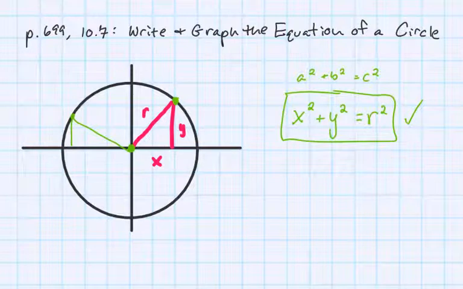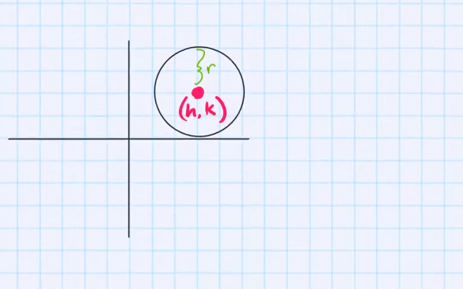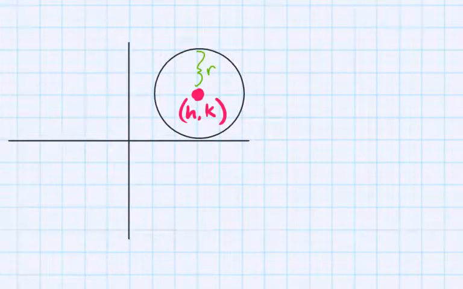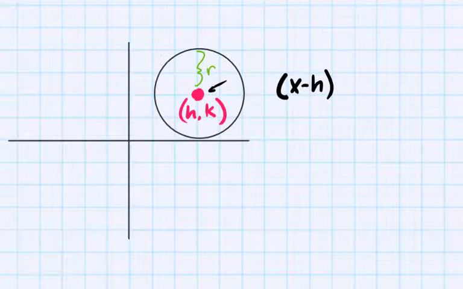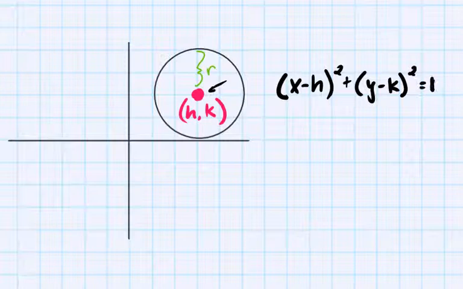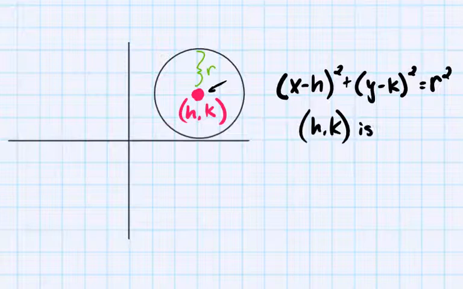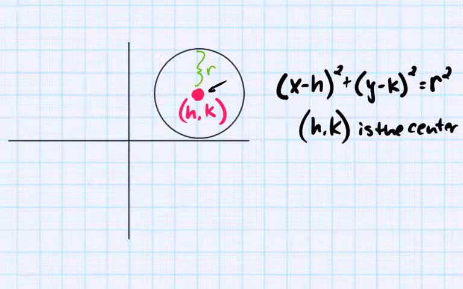Now, if we were to center our circle at a different point, that changes our standard equation. So let's say we move it to where the center is h, k and the radius is still r. So that changes the equation to (x minus h) squared plus (y minus k) squared equals r squared, where h comma k is the center. So we're going to be given different pieces of information and have to plug it in to find the general standard equation for the circles that we are trying to identify.